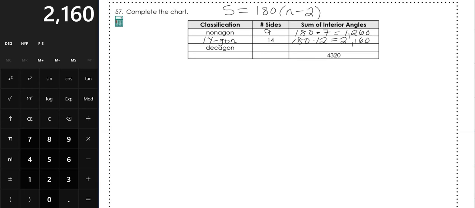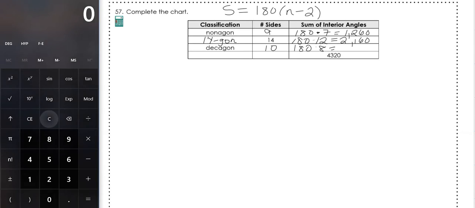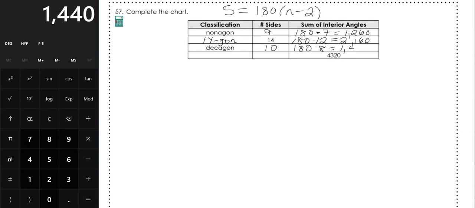A decagon. Like the word decade. There's 10 years in a decade, so a decagon has 10 sides. So you're going to do 180 times 8. 180 times 8 equals, in our calculator, we get 1,440.